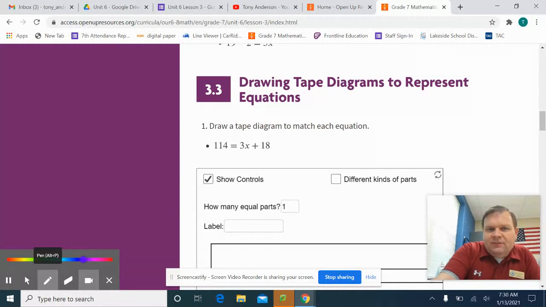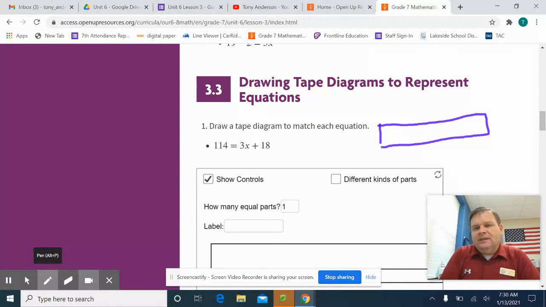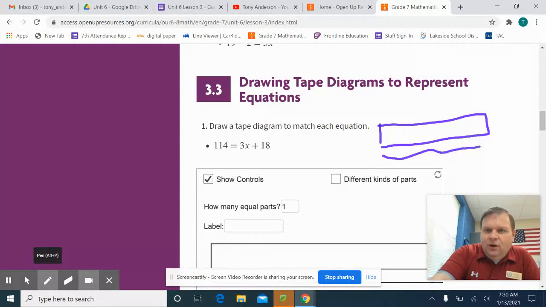So the first thing that we have to do is we have to have our tape. Now, I'm not going to be completely strict on everything being perfect, but we need to be sure that it's kind of close. So in this equation, I see that the whole thing has to equal 114. So I'm going to do that first. Then I've got to look at what I have.